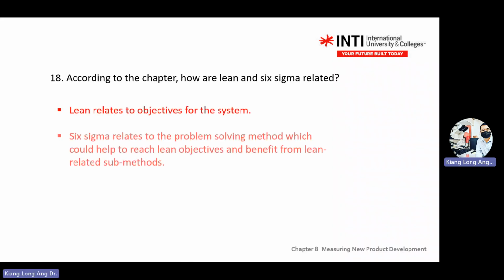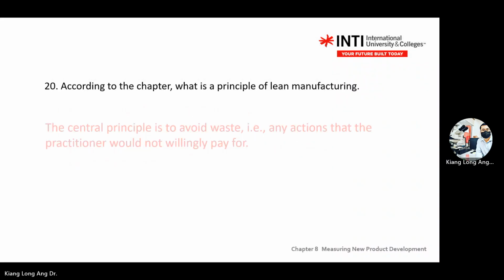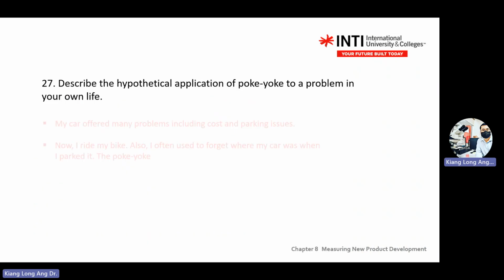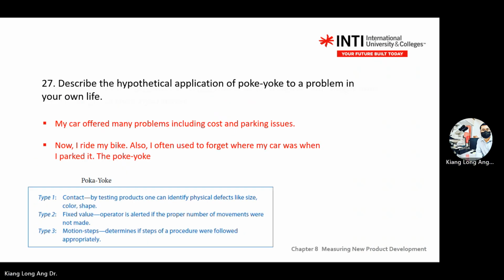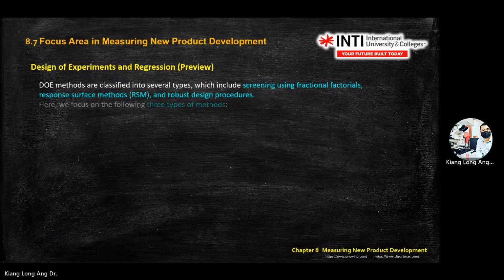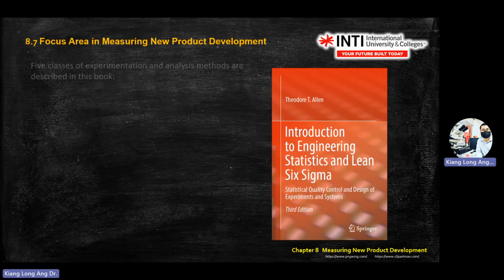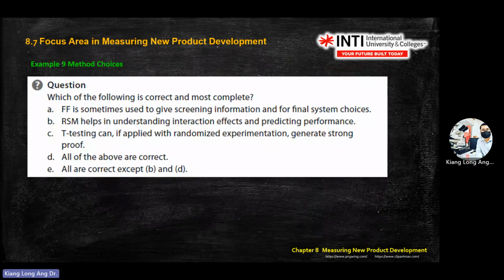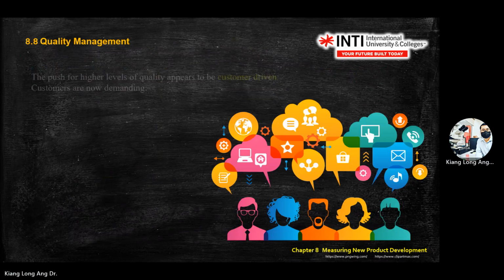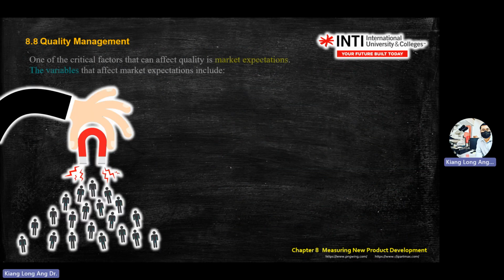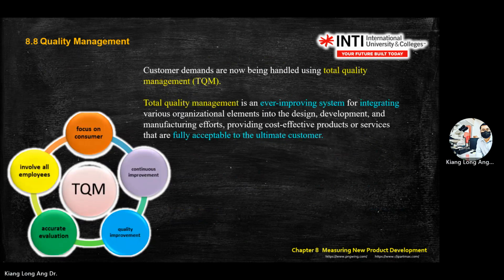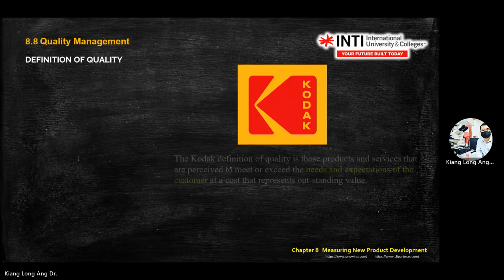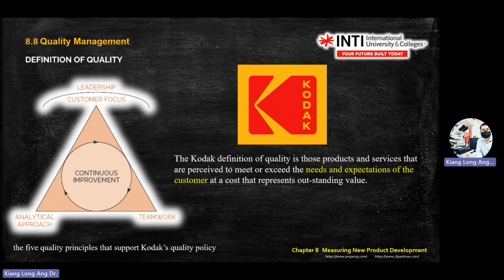This you read. Lean, this is a quiz question. What is lean? Pokayoki. Design of experiment also you read. This is a t-test. How many tests you do? Quality management. TQM, total quality management, has all these components.